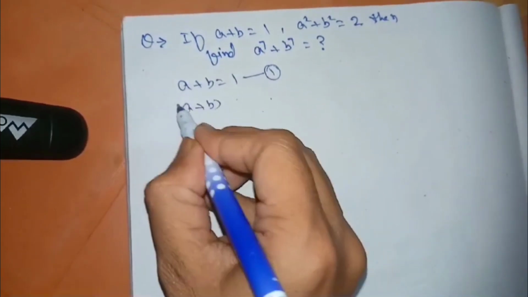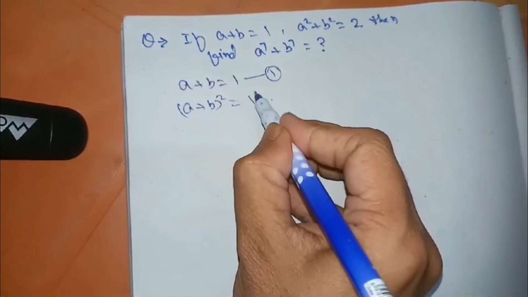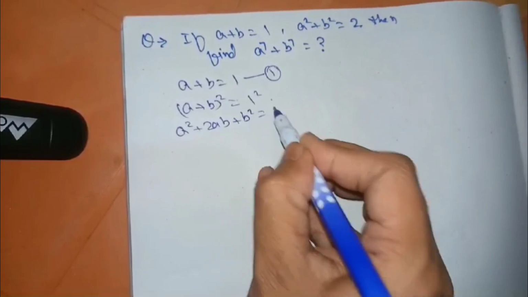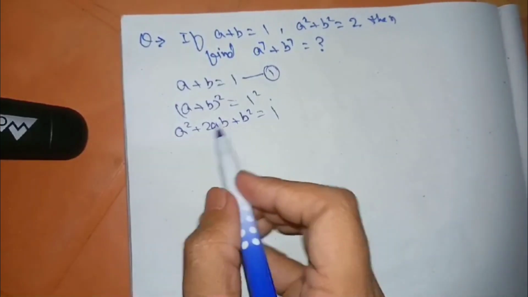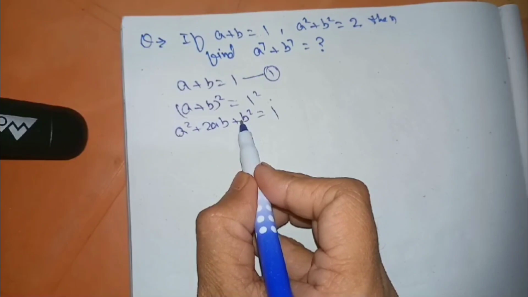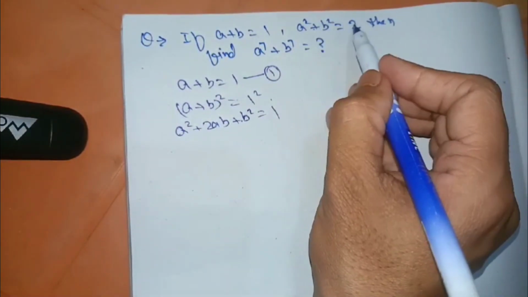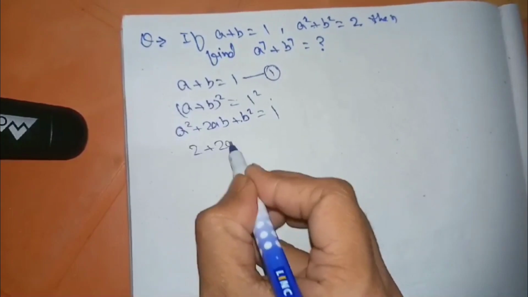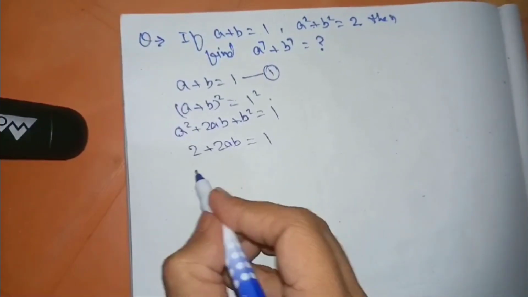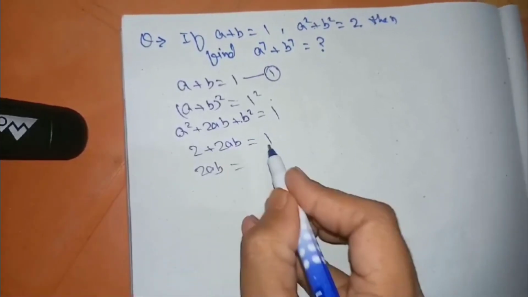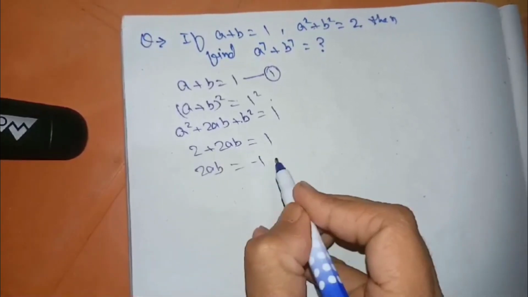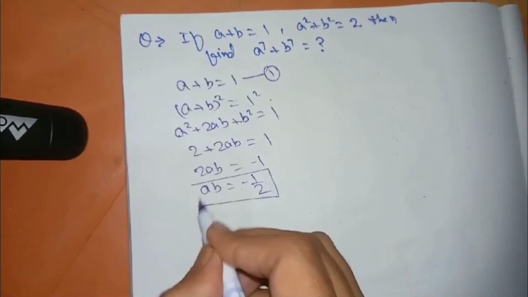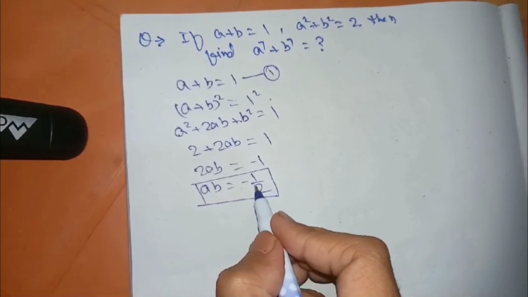So what we will get here: (a plus b) whole square equal to 1 square, which gives a square plus 2ab plus b square equal to 1. Since the value of a square plus b square has already been given as 2, we put a square plus b square equal to 2, so 2 plus 2ab equal to 1. Now 2 goes to the other side, so it becomes minus 1, and ab is equal to minus 1 by 2. So now we found the value of ab equal to minus 1 by 2.